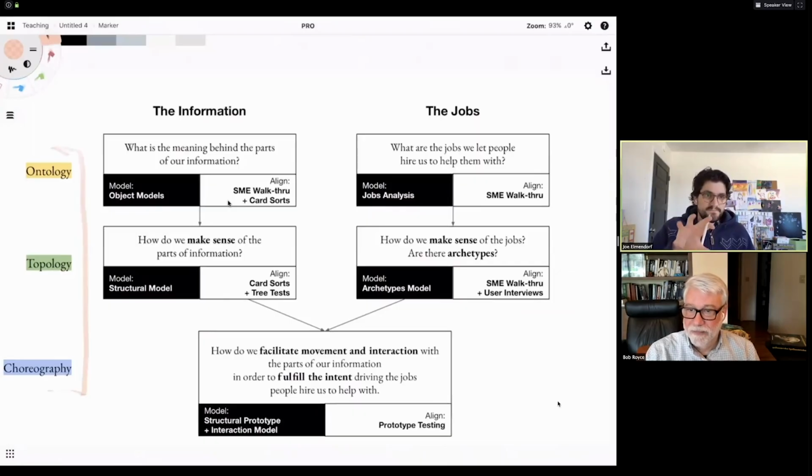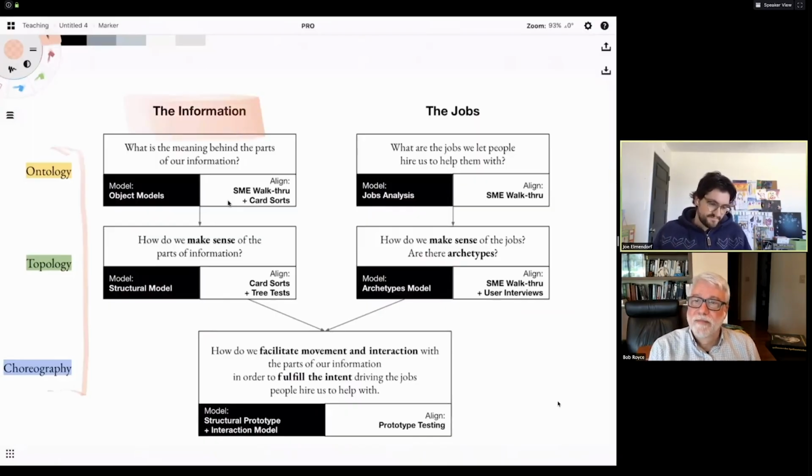So ontology, the meaning is at this core level, and then building on that is the topology, how things are arranged, and then sort of the last most surface level is the choreography, how things and people interact with those things. And so given that, as we create information architectures, there's two areas.